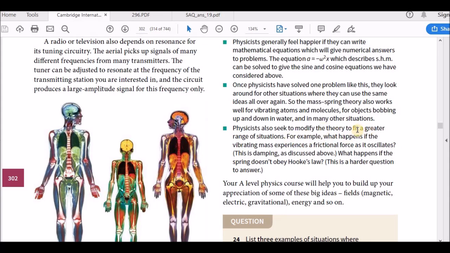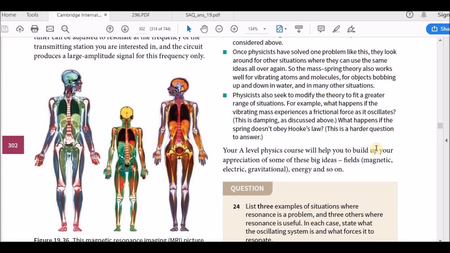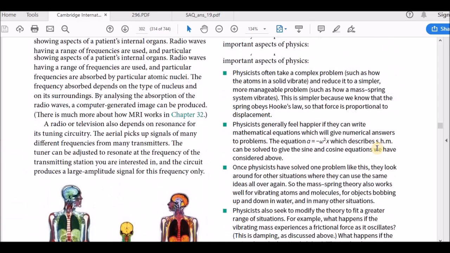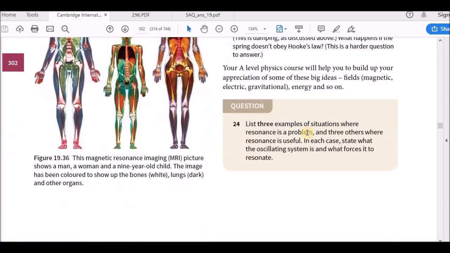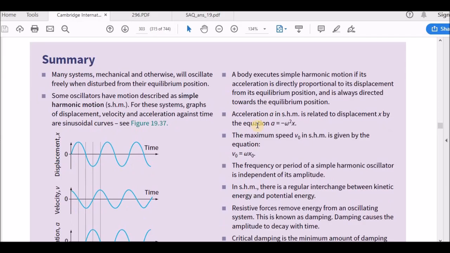Okay, so modifying a theory to fit a greater range of situations. For example, what happens if the vibrating mass experiences a frictional force as it oscillates? Then we get damping, as discussed above. And if the spring does not obey Hooke's law, this is a harder question to answer. Okay, so big ideas in physics, and we have come towards the end of this chapter on simple harmonic motion and oscillations. Here is the summary.